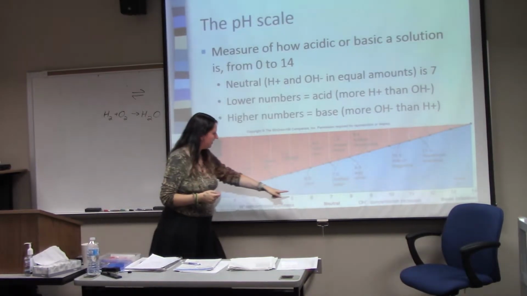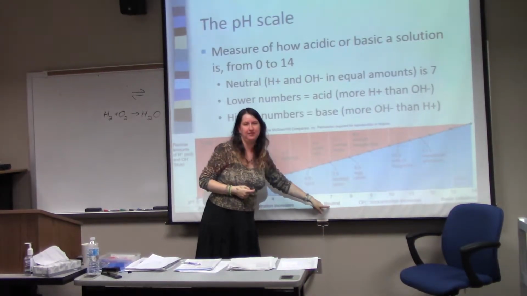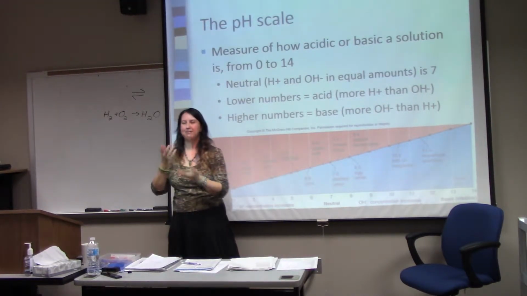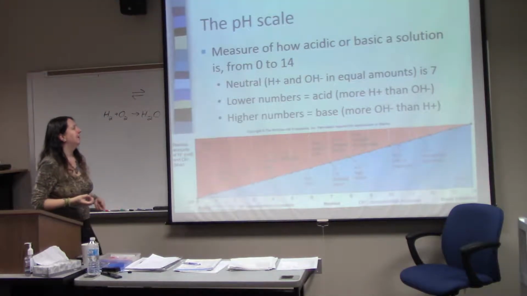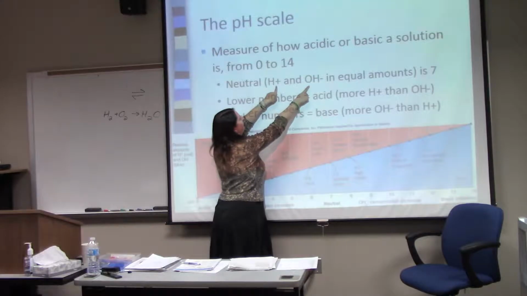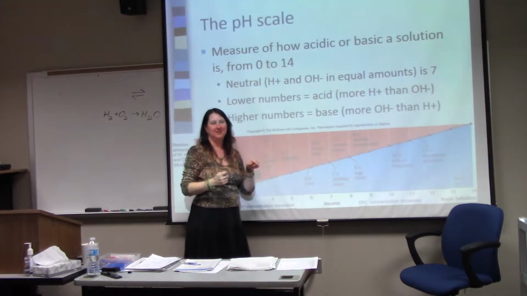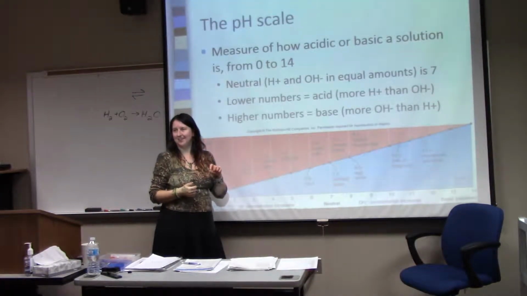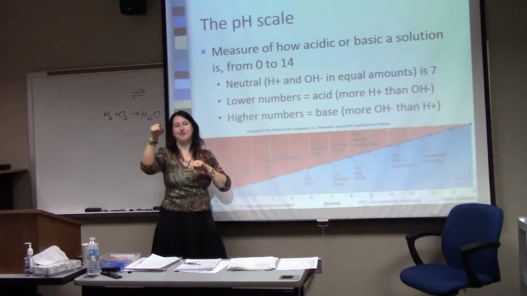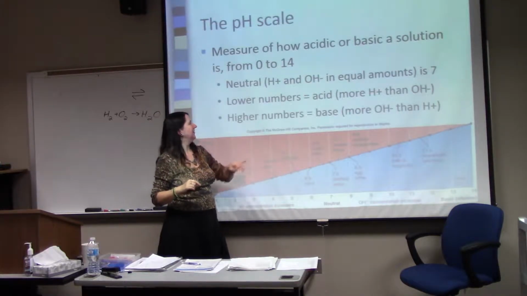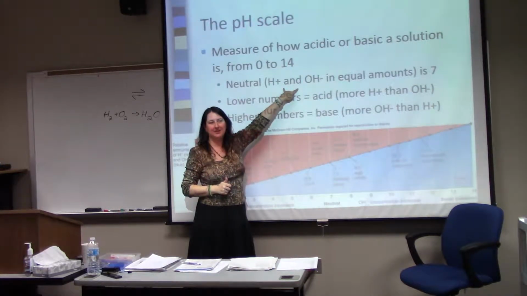Right in the middle at number 7 is called neutral. That means you have equal amounts of hydrogen and hydroxide ions. Now, what do you think might happen if those two came together? One's positive, one's negative, so they're going to attract. Neutral. Yep, they'll become neutral. Can you think of what specifically they'll become?